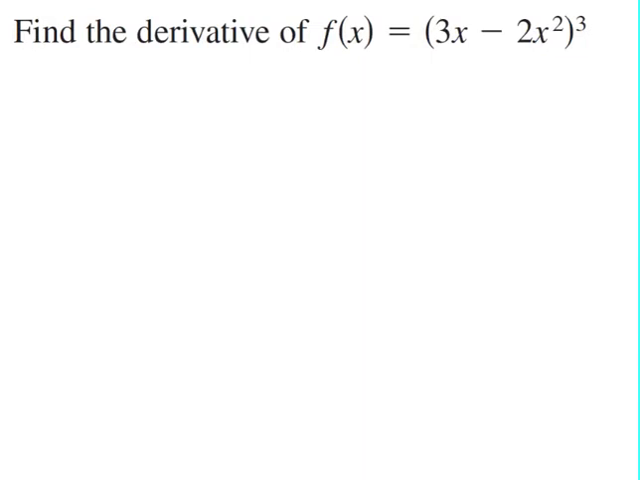Let's go ahead and look at the next one. It says find the derivative of f of x equals 3x minus 2x squared, cubed. So let's go through the steps. u is 3x minus 2x squared. There you go. That's your first step. What's the next step? du. 3 minus 4x.